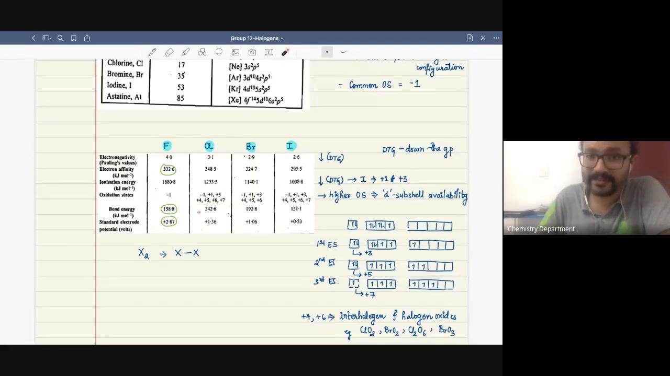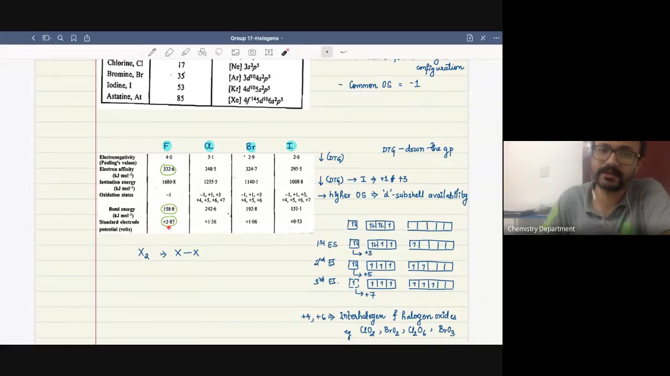If we take that reason into consideration, fluorine should have the highest bond energy, but it is significantly smaller. Now we are going to see why that is so. We are going to reason out why there is a significant reduction in the bond energy in the case of F2.